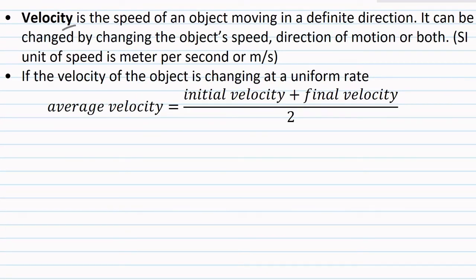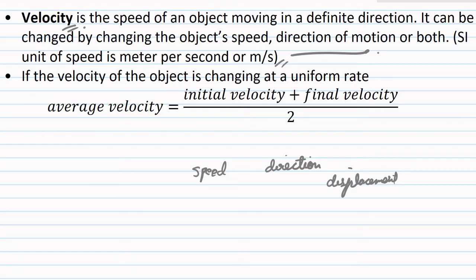Now let's have a look at velocity. Velocity is nothing but speed, but with direction. So instead of using distance over here, we use displacement. That's the only difference. So even the direction of motion is involved, but the SI unit stays the same, that is meter per second. And there's the formula for average velocity. That's the case if the velocity of the object is changing at a uniform rate, you can use this formula.